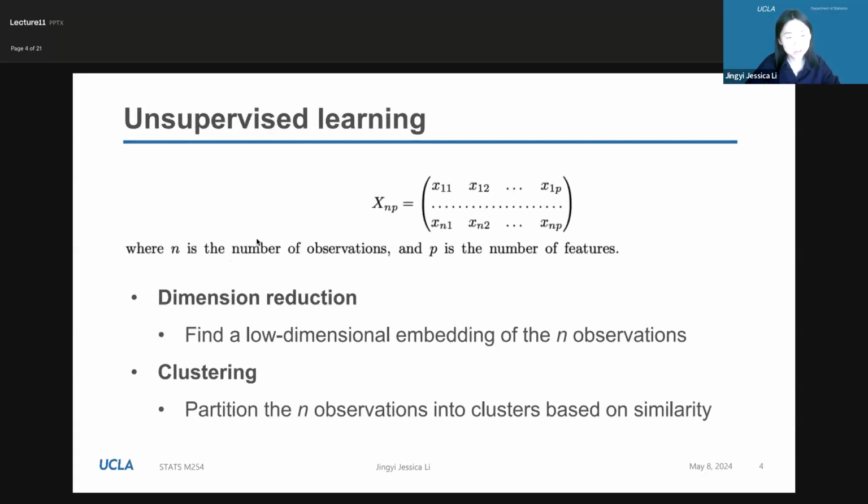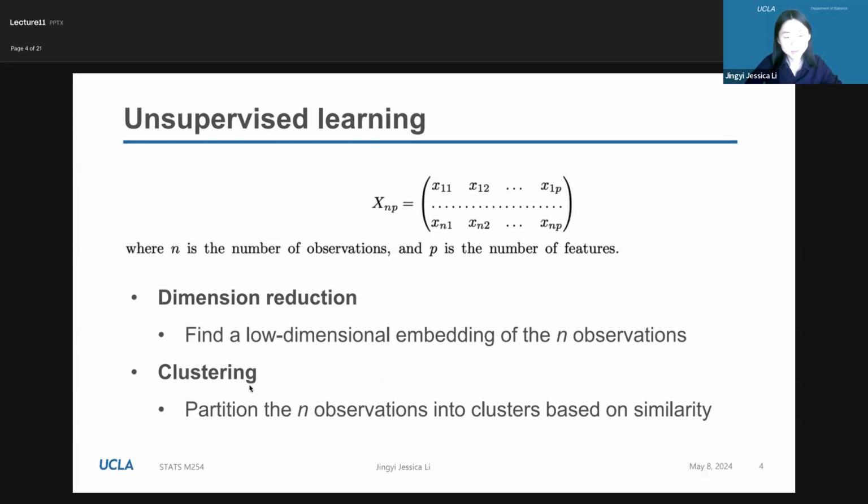And as is the challenge for unsupervised learning in general, for dimension reduction, the challenge is how do we determine the number of dimensions? How do we choose the number of PCs? We use the elbow plot for visual inspection, and we use the needle method for automatic detection of the knee or the elbow.